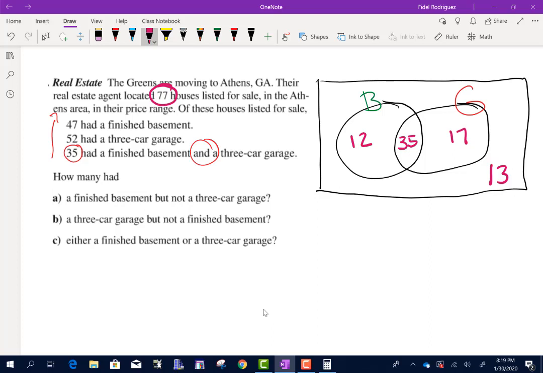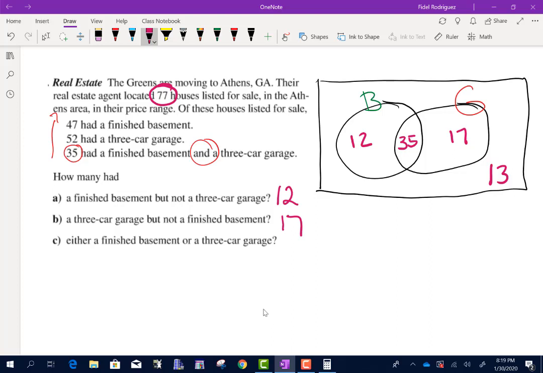Let's look at part A. How many of them had a finished basement, but not a 3-car garage? Well, that would be 12. Okay. How many had a 3-car garage, but not a finished basement? Well, that would be 17.